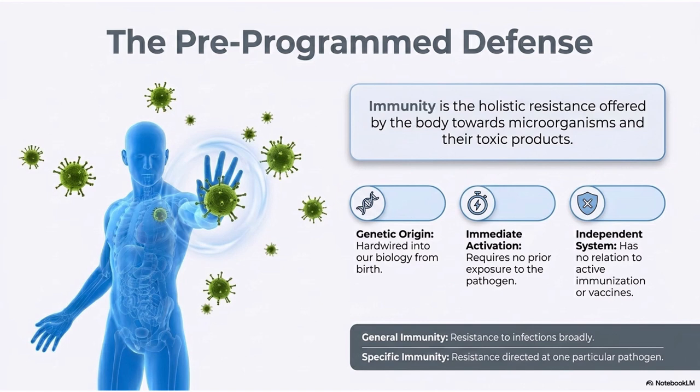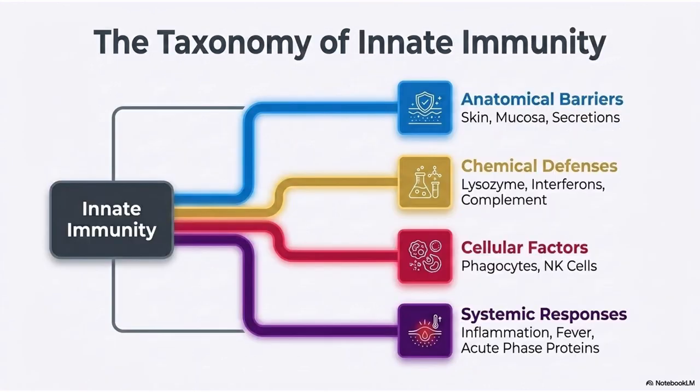So what is it? It can be genetic. That is, right from our birth, we are not prone to certain infections. Some of them, the immunity is activated so fast that they don't need a prior exposure to the pathogen, and this is not related to the previous vaccination or immunization which has been done. So immunity, you can tell, is a general immunity, where it is a generalized resistance to many infections, or a specific immunity against one particular disease. So when we talk about innate immunity, there are different mechanisms of innate immunity.